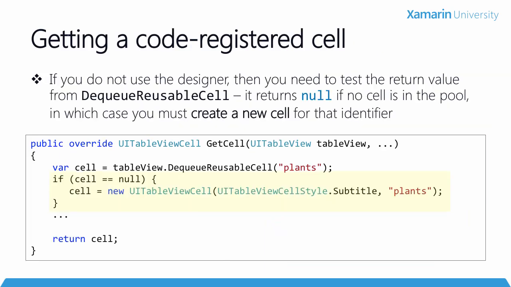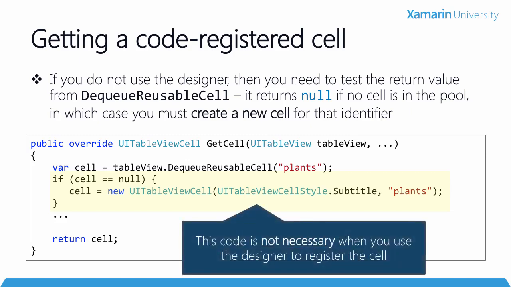In that case, you'll need to test the return value and create a new cell, assigning the cell reuse identifier in the constructor and setting the cell up exactly the way you want it to be. This is where we'd want to set colors, fonts, layout, etc., things that we would only have to do once. And later, when we're scrolling, the call will return an existing cell, and we can just assign the data. Remember, the test is unnecessary when you use the designer to assign a reuse identifier. It's only required for the code-based approach, as you can see here.